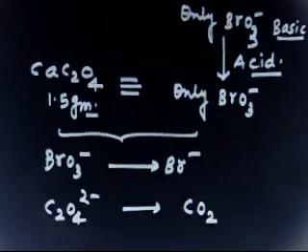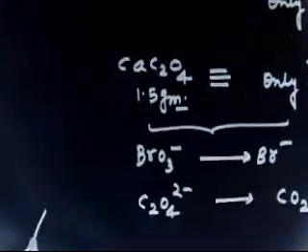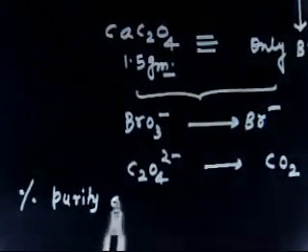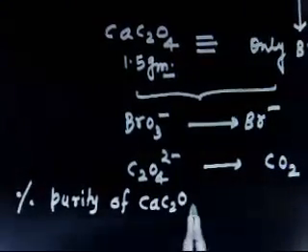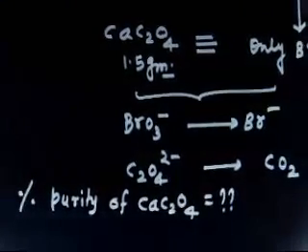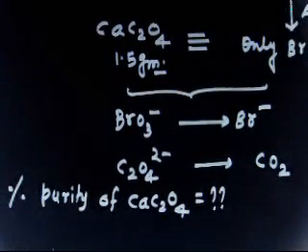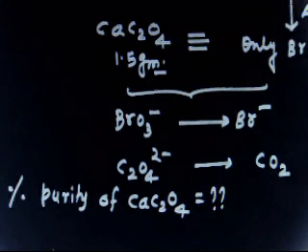I will wait for 1 minute so that you can find the percentage purity of CaC2O4. My target is the percentage purity of CaC2O4. Let us wait for some time and see how many of you are able to do this. I have given you the hint: the question says complete redox change, so BrO3 minus is going to Br minus, and C2O4 2 minus in acidic medium always goes to CO2. So let us find out the percentage purity.